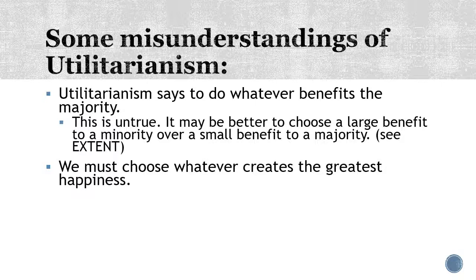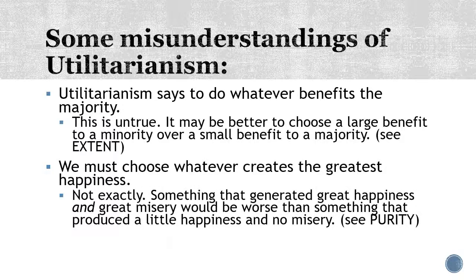And so another thing that people often say about utilitarianism is that we must choose whatever creates the greatest happiness, right? So a combination between the last one and this one is something like the greatest good for the greatest number, and that's how people often paraphrase utilitarianism. And it's not radically incorrect, but you've got to be a little bit more specific, a little bit more accurate. But this also isn't exactly right. Something that generated really great happiness and a great misery would be worse than something that produced a little happiness and no misery. So again, you don't necessarily have to choose whatever creates the greatest happiness. You choose whatever creates the greatest overall consequences.